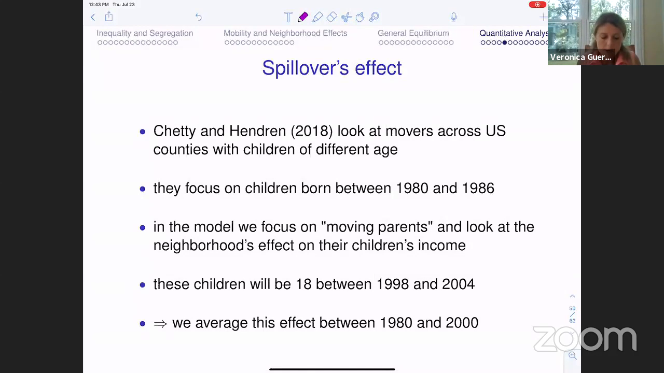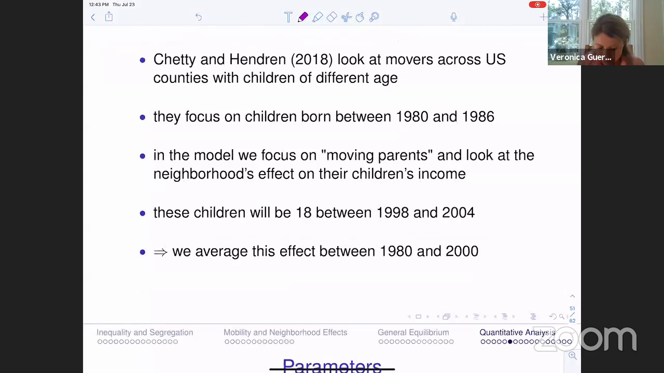So to match the target of the Chetty and Hendren data, we try to replicate in the model what they do in the data. So we are going to define movers, because they focus on movers in the data. We define movers as parents who choose a neighborhood that is different from the neighborhood where they grew up. And then we look at those movers and calculate what is the income of their kids if they were living in A or B, and do the difference and normalize that.